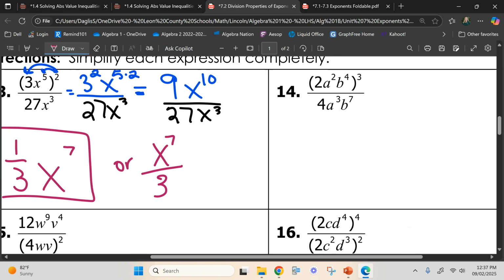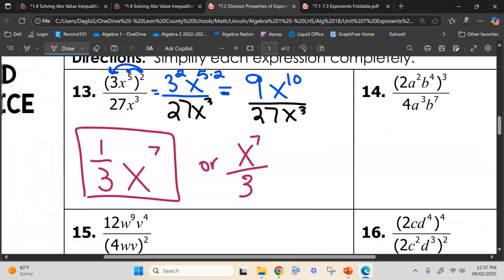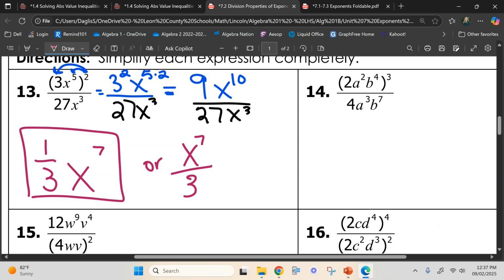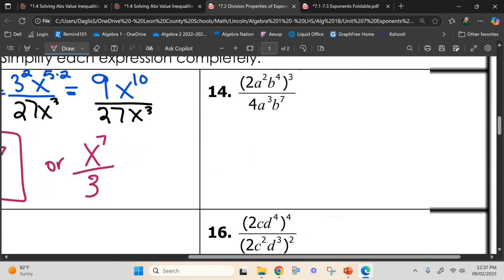Ready for 14? No? Are we still writing 13? Yes. Funny, your hand's not moving. I'm not right there, I'm saying like, yeah, like, yes, of course.